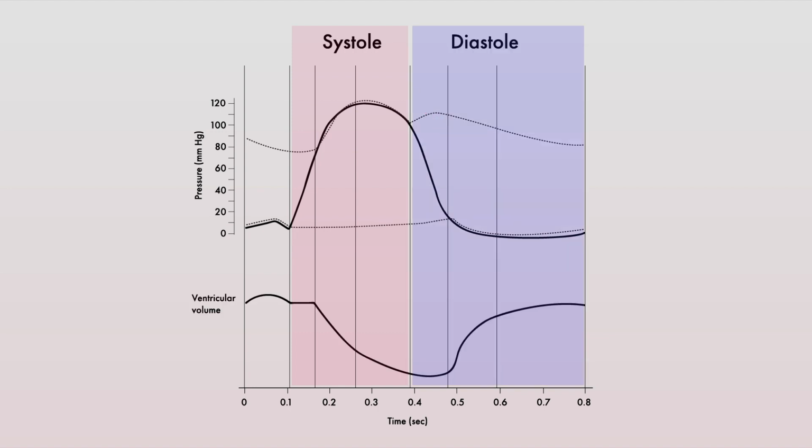You can overlay this pressure time curve with a graph representing ventricular volume over time. You can immediately see that as ventricular pressures rise, blood is ejected from the heart and ventricular volume decreases. It's not until the ventricles relax that the ventricles start to fill with blood later in diastole.